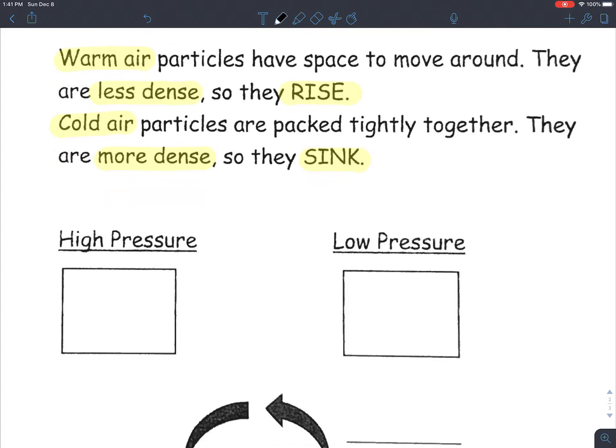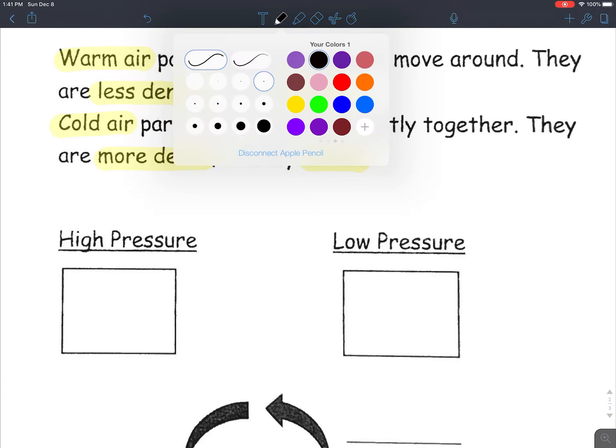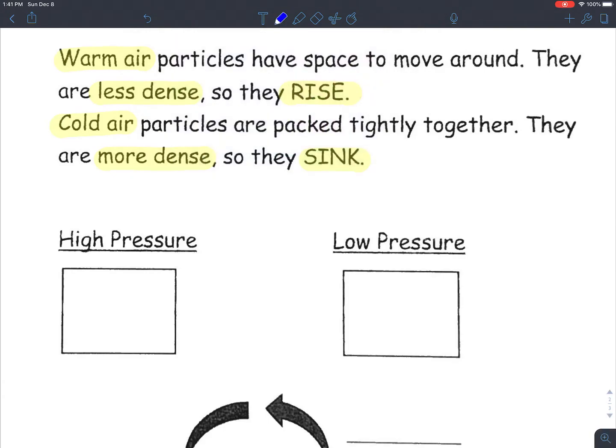I want to look here at high pressure. I'm going to grab my blue color, okay? High pressure, you will see represented by a big blue H. So I'm going to write a blue H next to this. High pressure is going to be cold air, so I'm going to write the word cold next to this. Cold air means that the particles are packed tight. So it's cold, it's packed tight, and it's more dense. This is just from that sentence above.